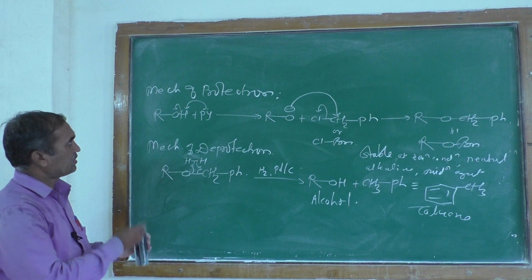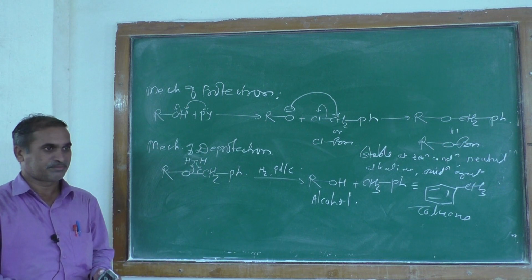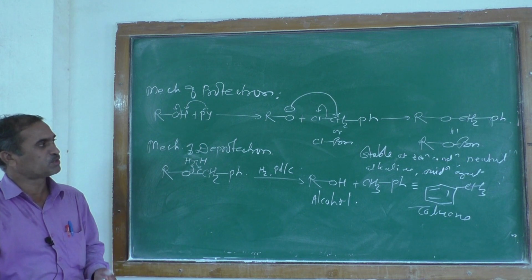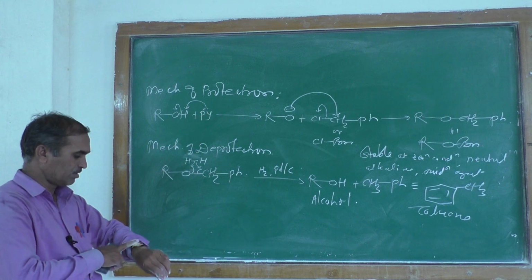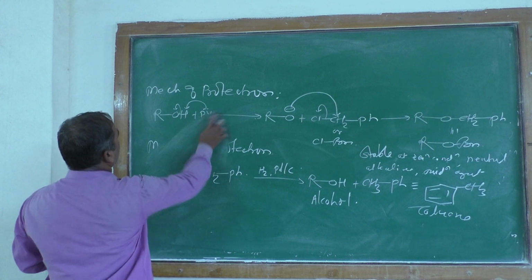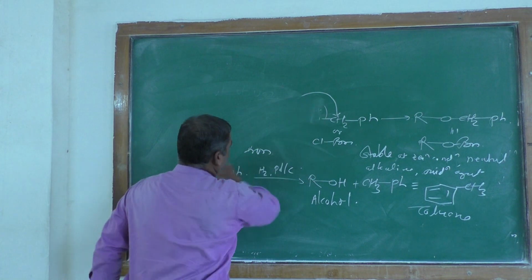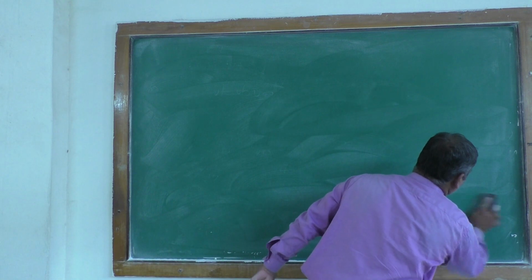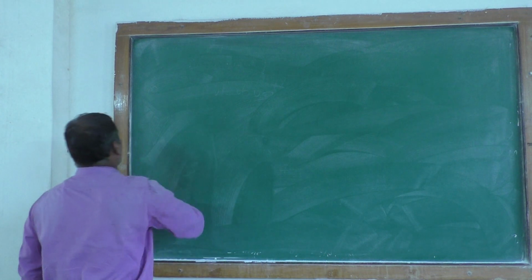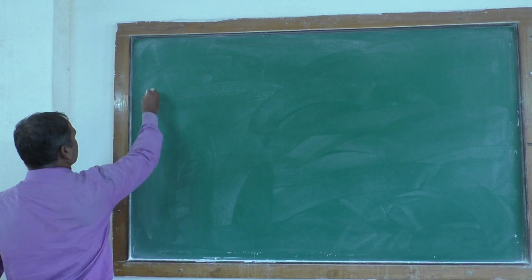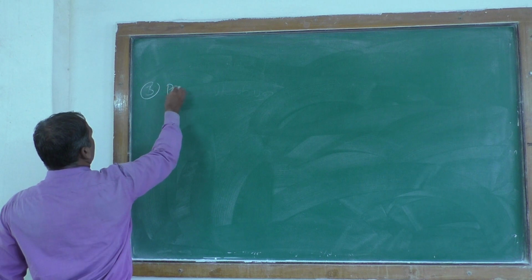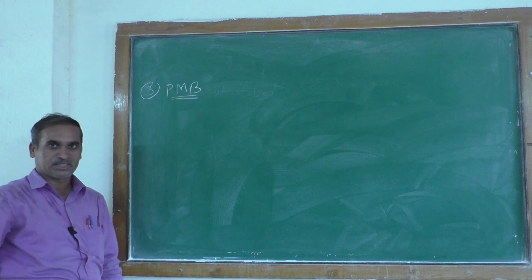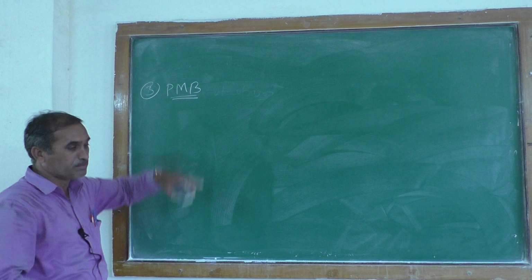So this is the second reagent. We have seen protection as an ether, so very simple. Now let us look at the third one, the third example, which will be this one. This is called PMB, which is given in the universal syllabus.